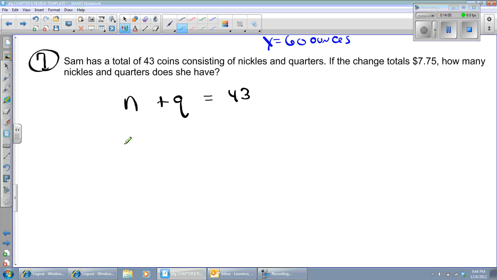Now, how much money do I have? Well, from the nickels, I have 0.05n. From the quarters, I have 0.25q, and then that's going to equal $7.75.